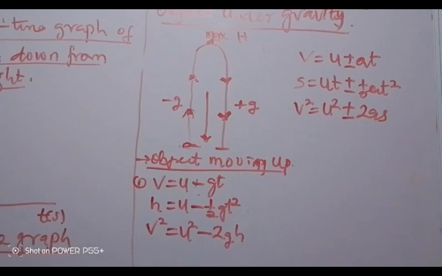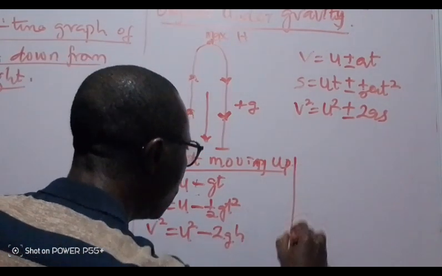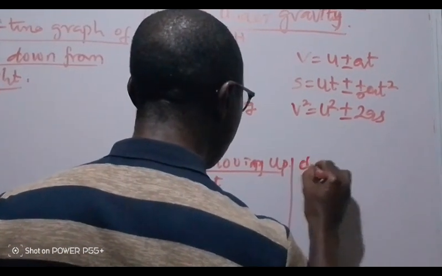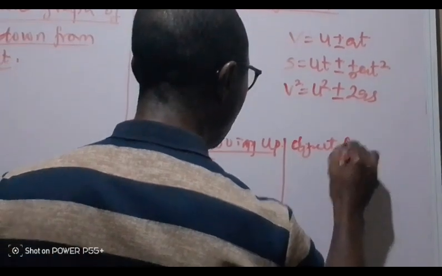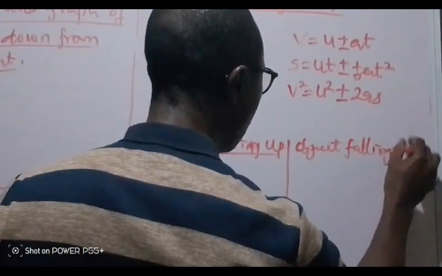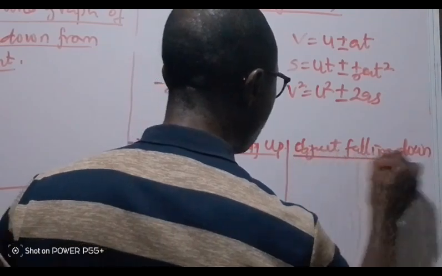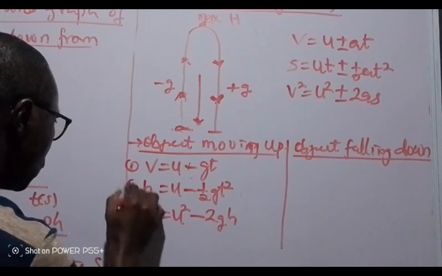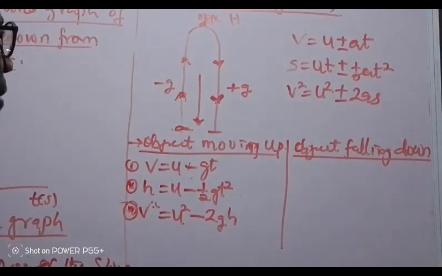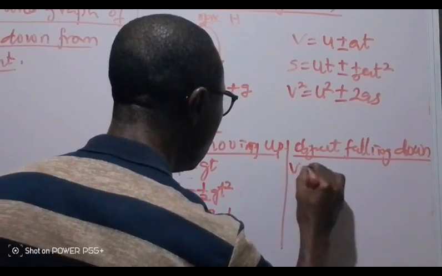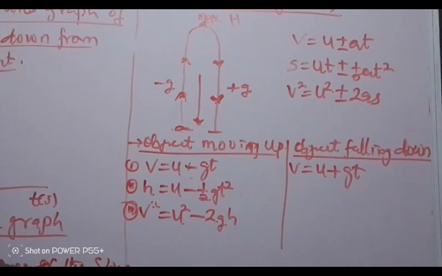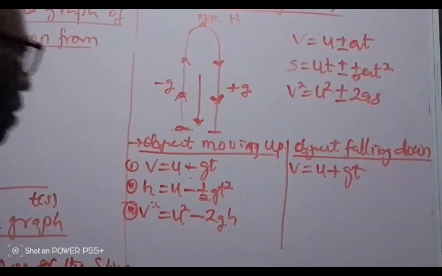Now, for the other side also, when it is coming down, we are going to have an object falling down. What are the possible equations? Without wasting our time, you can now say that equation 1 of this one will be v is equal to u plus gt. Why does it say plus? Because it is coming down. There's an increase in velocity. When there is an increase in velocity, then you have a positive value for g.